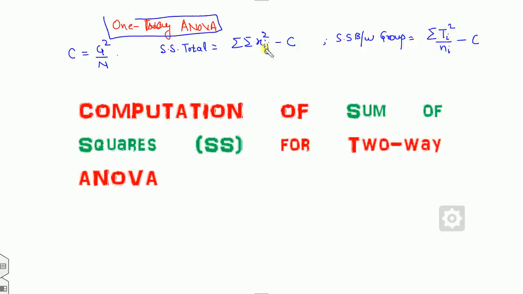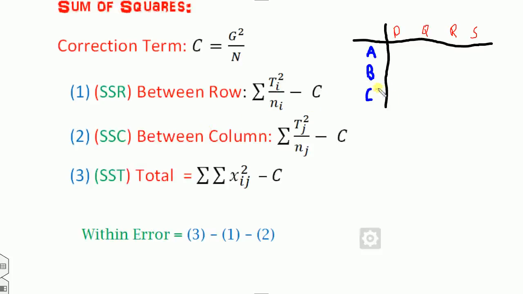So we extend the same to the two-way ANOVA. What will happen is that here, how many groups are there? 2. Okay, so I just extended it here. Look at that, there is my column, this is my row. Firstly, you have to calculate G square by N. How do you calculate it?